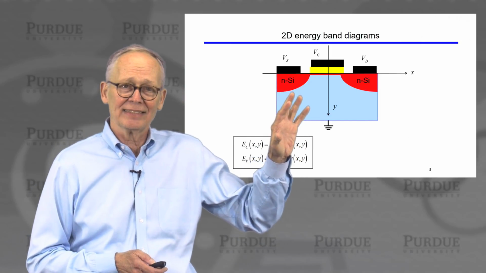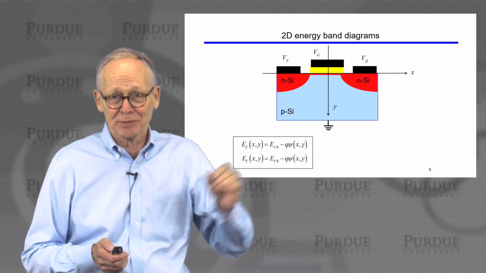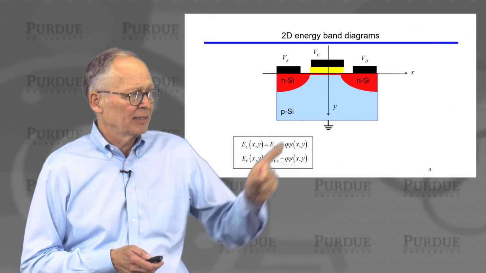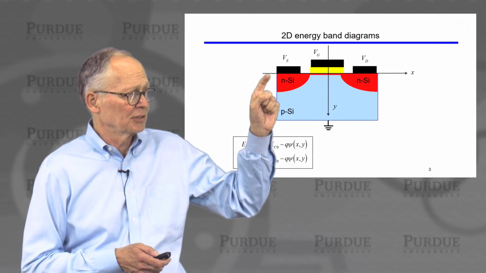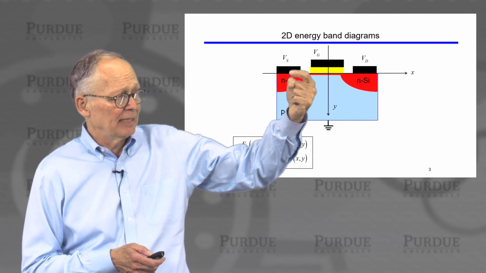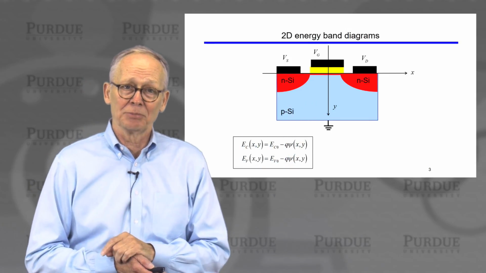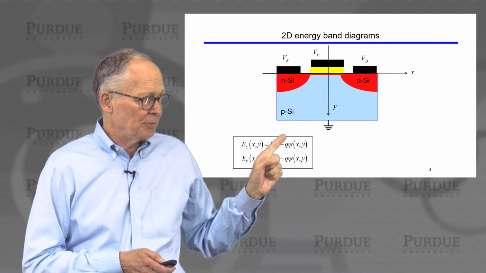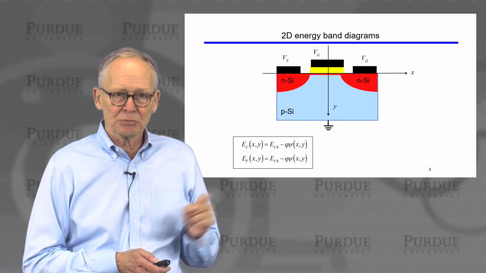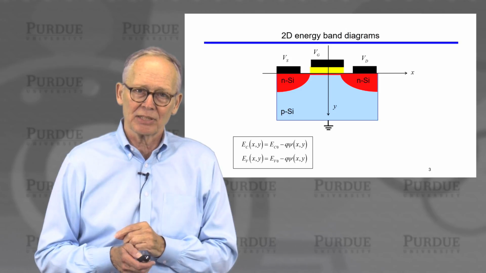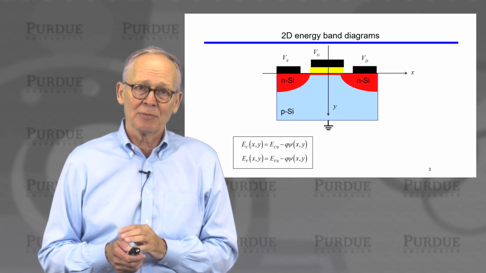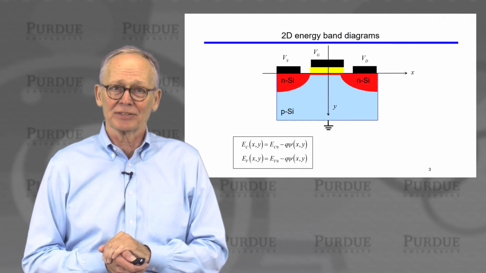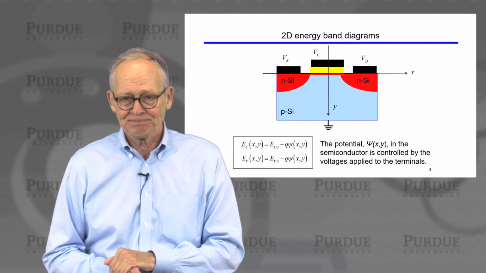So a MOSFET is a two-dimensional device. It's really a three-dimensional device. So the electrostatics can get quite complicated. There's a direction normal to the channel. There's a direction lateral to the channel, along the channel. There's even a direction out of the page and perpendicular to the channel. The energy bands, the conduction and valence bands, move up and down as the electrostatic potential moves up and down. Understanding MOS electrostatics is all about understanding this two-dimensional electrostatic potential in the device.